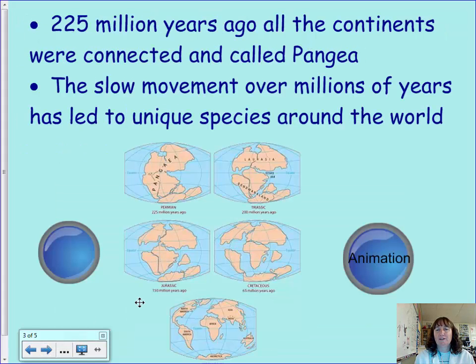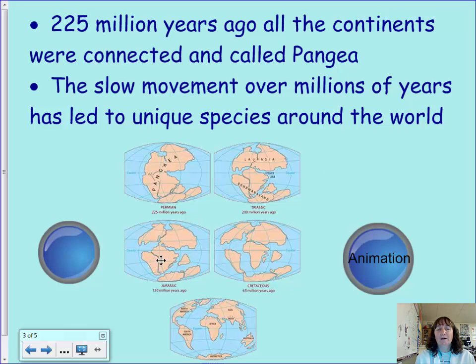About 225 million years ago, all the continents were connected, and that big supercontinent was called Pangaea. As time went on, the continents started to break apart and float away from each other, and they formed different countries. You can kind of see, here's South America, here's Africa, and it's kind of like the pieces of a puzzle. The slow movement over millions of years led to unique species around the world.